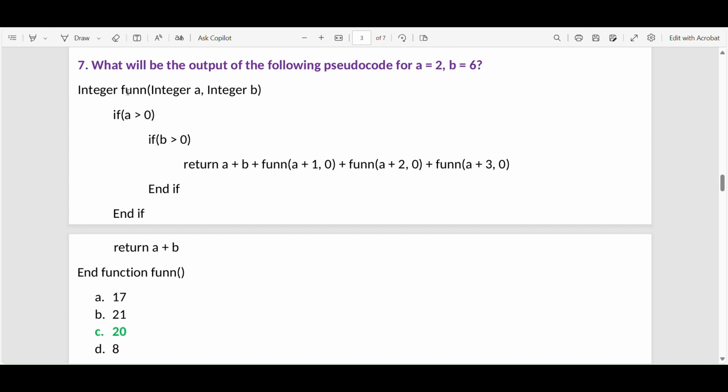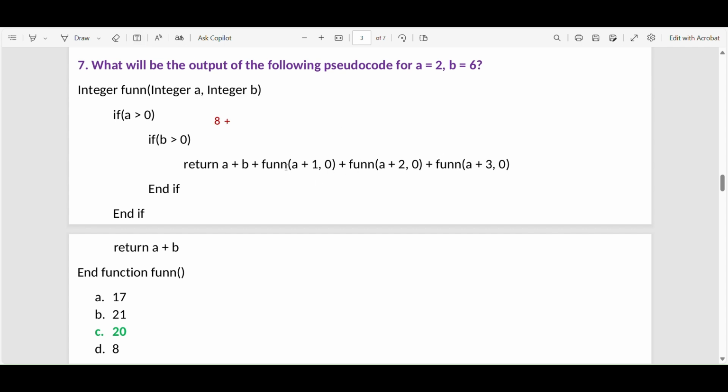And this is a function. See, this is a function with two parameters A and B, both are integers, and if A is greater than 0, yes, A is definitely greater than 0. And next, if B is greater than 0, yes, B is also definitely greater than 0. And you need to return A plus B. A plus B will give you 8, and you need to add.